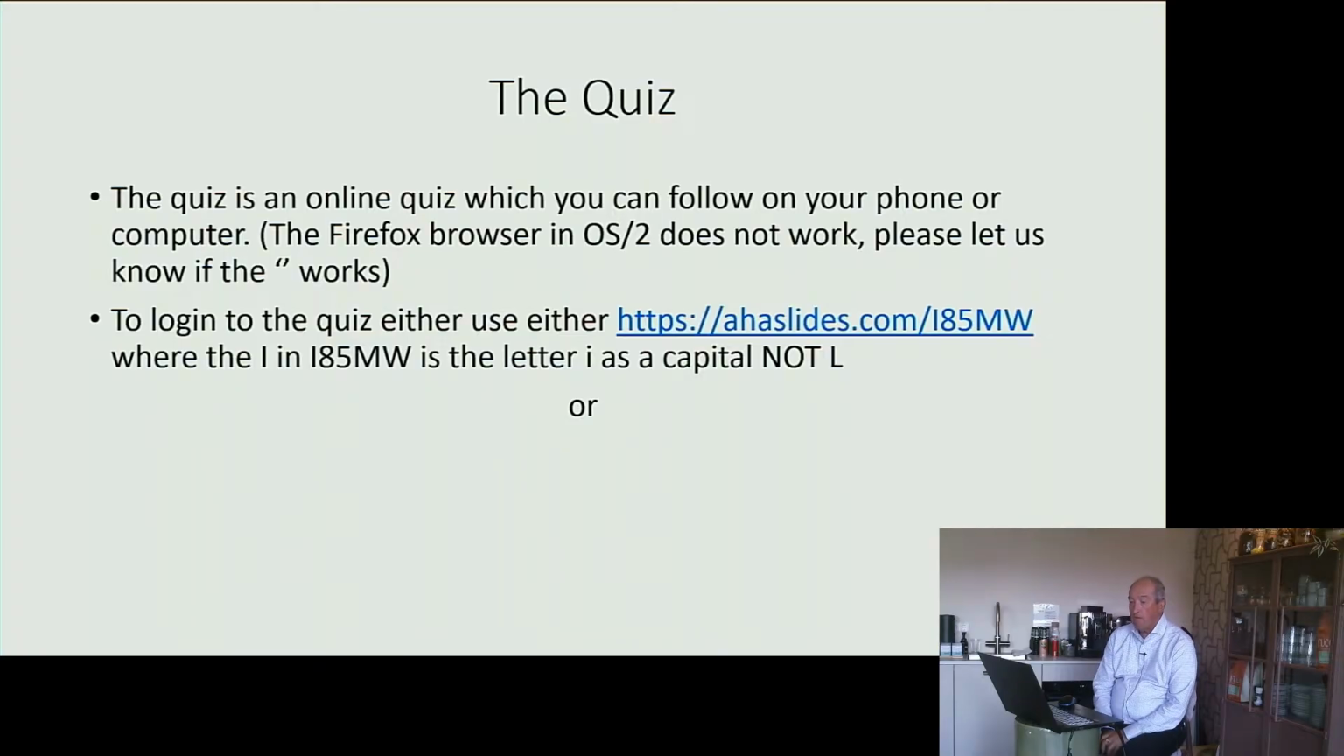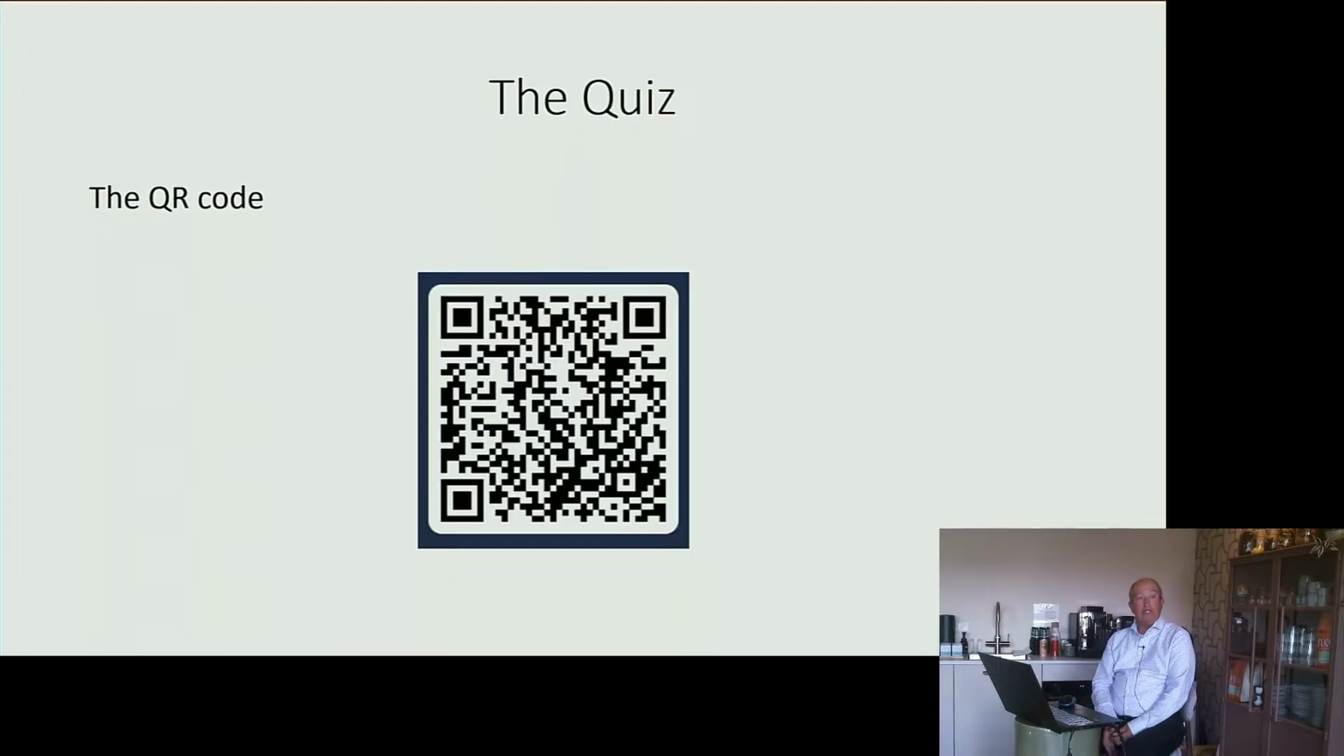The quiz you can find by logging in to https://ahaslides.com, and then the capital I, not a 1, 85, capital MW. Or you can use this QR code, which I think you put on for people. Okay, it's online.